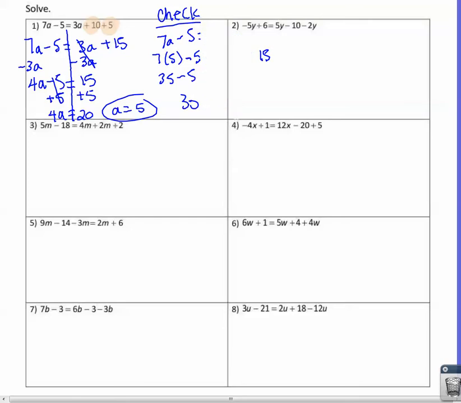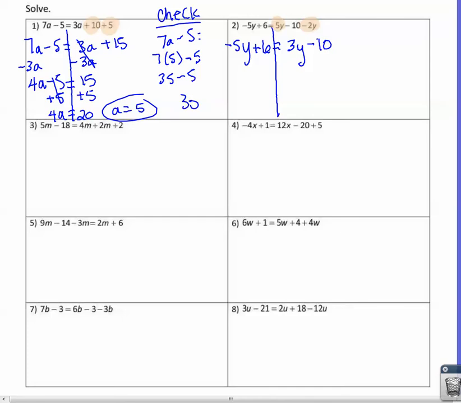Now let's try the second problem. Draw your line. Look at the left side. Is there anything that you need to clean up? No, there is not. So I'm going to go ahead and bring that down. Look at the right side. Is there anything that you need to combine? Yes, there is. A positive 5y and a negative 2y. 5 minus 2 is 3y minus 10.